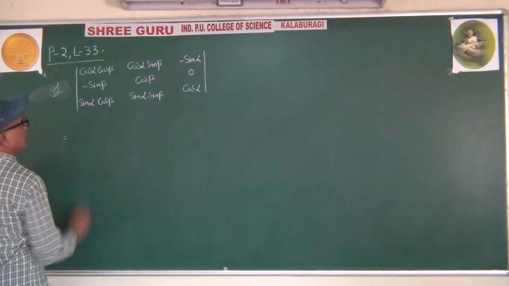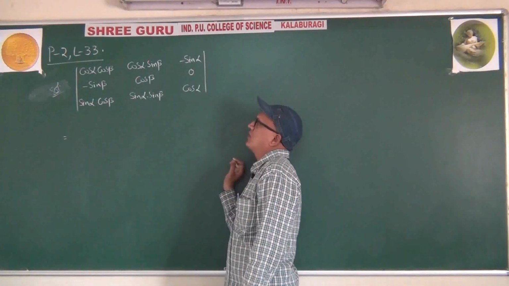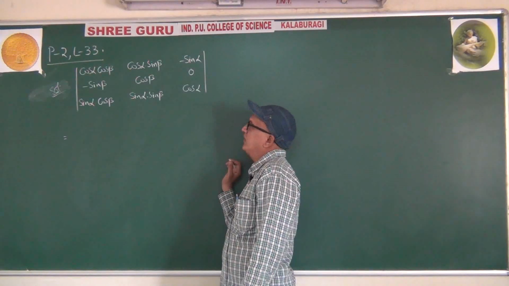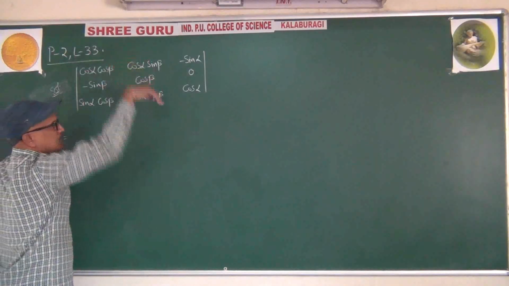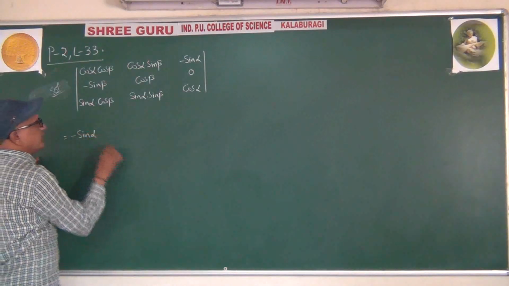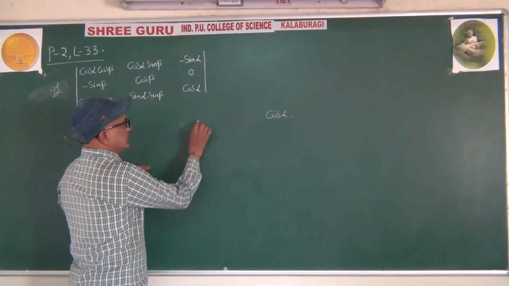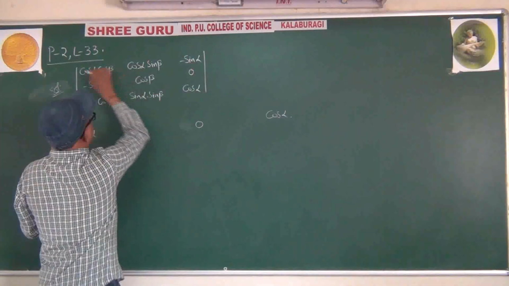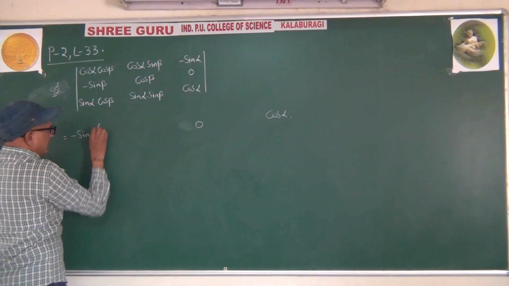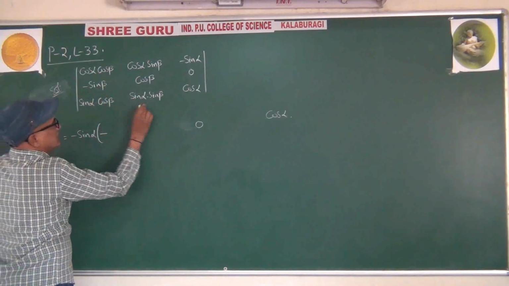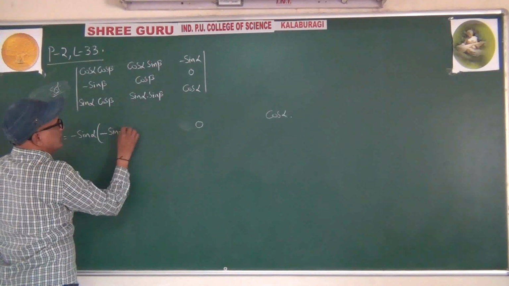Expansion by using which row or which column? I think it is better to use the third column, otherwise the second. Instead of the second row, better take the third column. I am expanding along the third column. Minus sin alpha, 0, cos alpha. Minus sin alpha: remove the first row and last column. Minus sin beta into this one, minus this one into this one: sin alpha sin beta into sin beta, sin square beta.